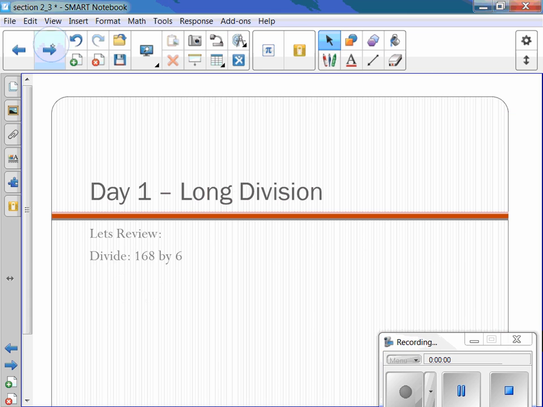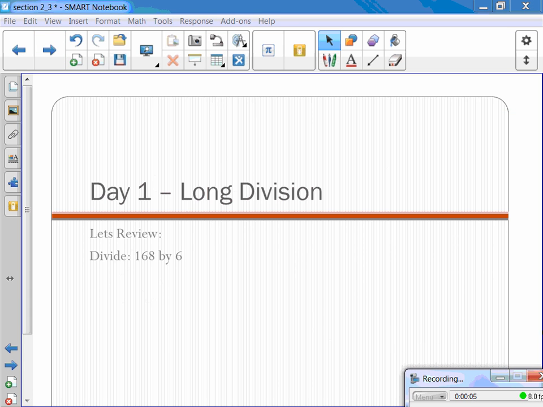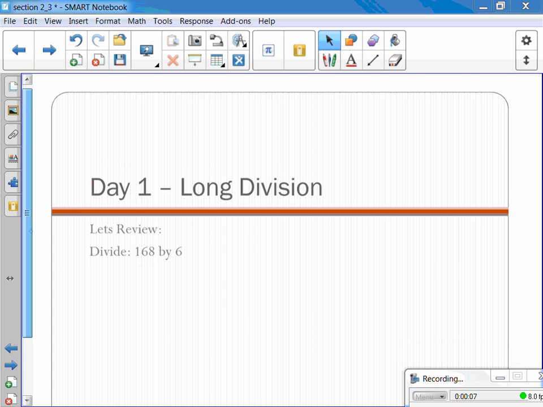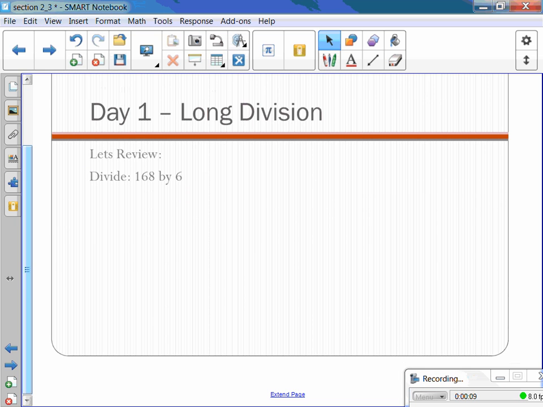This is some of the stuff we'll be looking at today. Starting off with a very difficult problem here. Dividing 168 by 6. So, using long division, how did we do this?